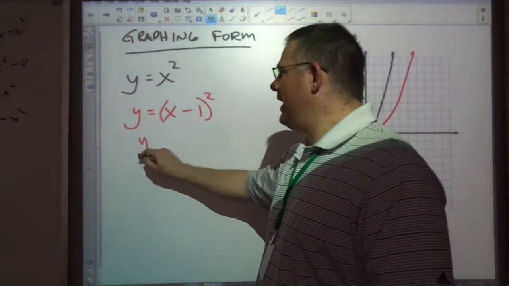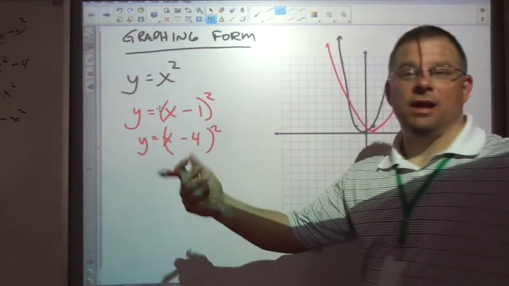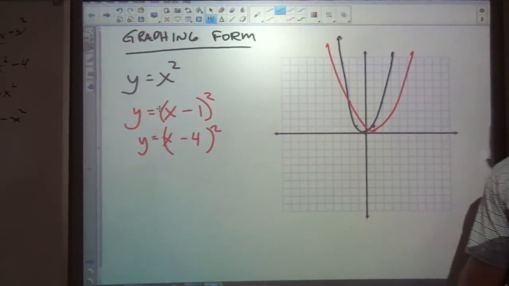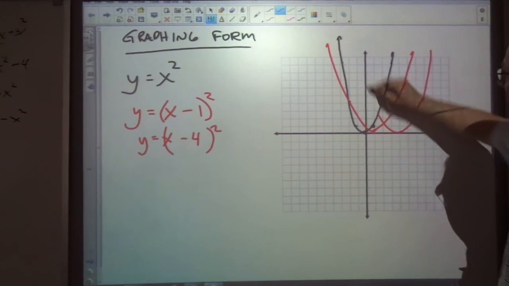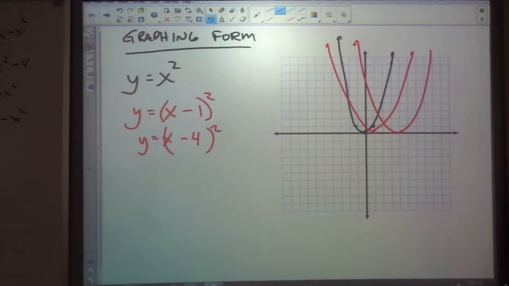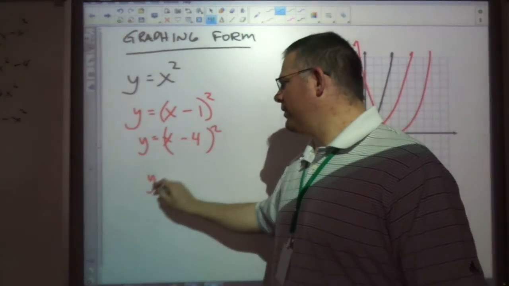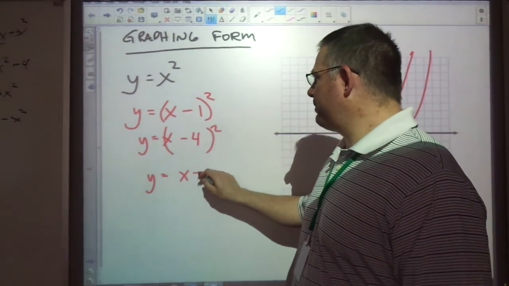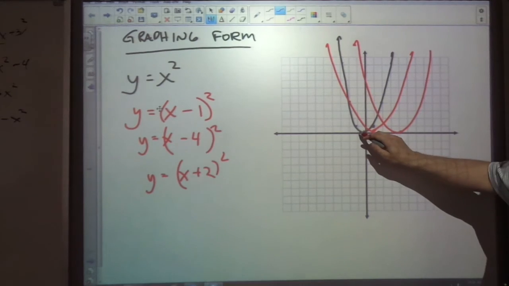So what if I had x minus 4? Anybody? What would that look like? 4 to the right. Still going to be 1, 2, 3, 4. Okay? So if it's subtracting in here, it's sliding it to the right. What if I'm adding? What if I go x plus 2? It's going to go to the left.